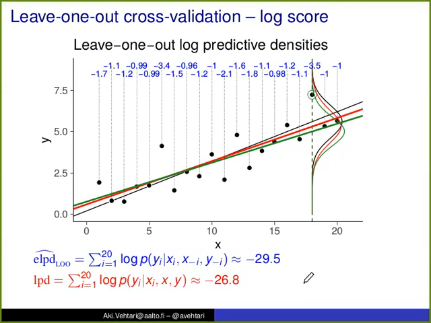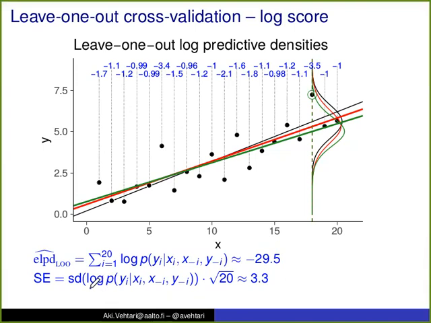We can also compare this ELPD hat LOO. What if we would have just taken these posterior predictive densities and their logarithm and then summed them together? We see then that this log posterior predictive density has a higher value than the leave-one-out predictive density. So it is easier to predict those observations we already saw than those which were left out.